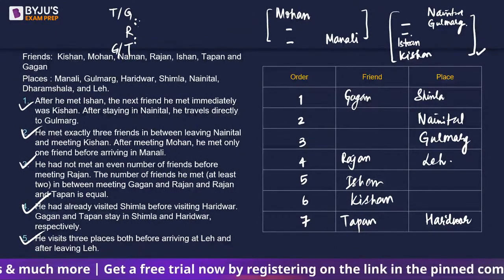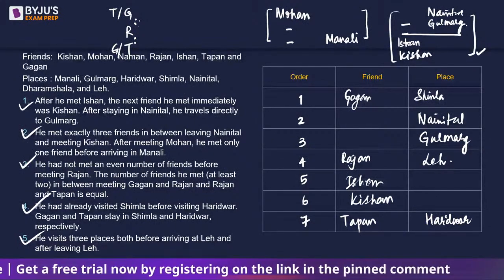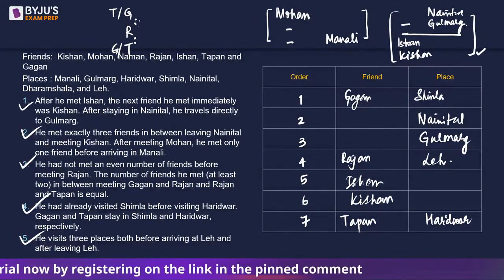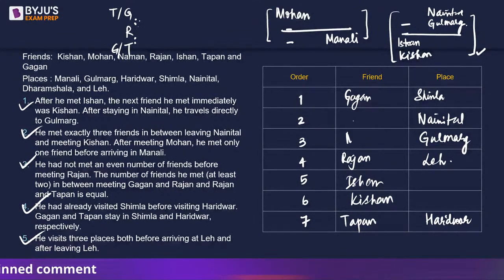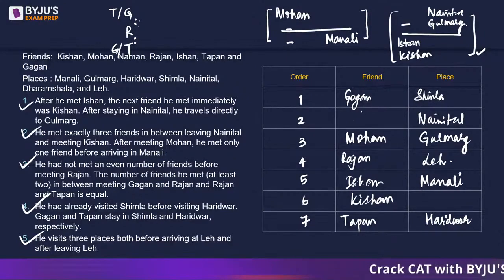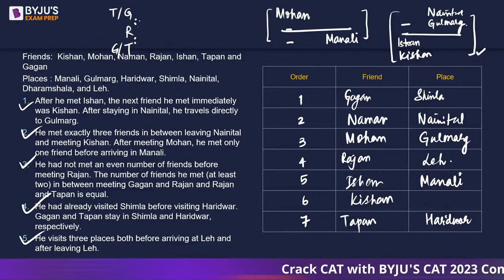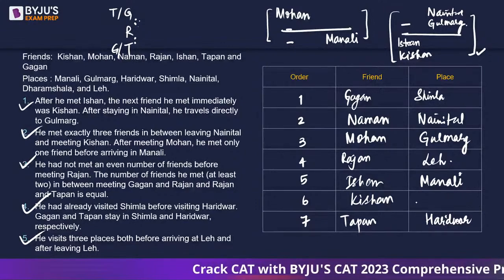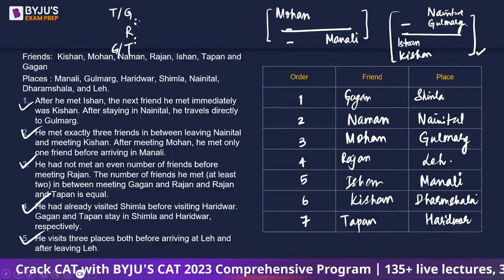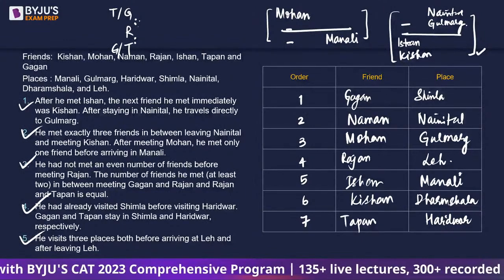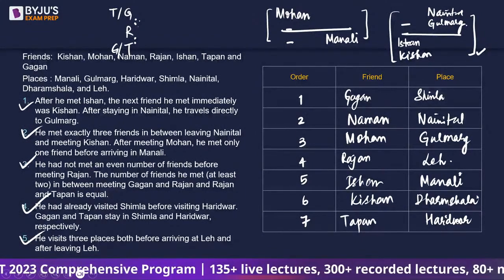Ki in 4 ke baad ek ka gap hai, that's Rajan, and then you have 2 more people. Next we have is Mohan, a gap and a Manali. If I put Mohan here, Manali is already taken. If I put Mohan in the next, there is going to be a gap and this is going to be Manali. There is only one person's name left, which is Naman. And there is only one particular place left, which is Dharamshala. Right? So pretty straightforward.